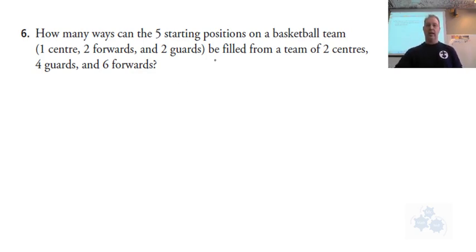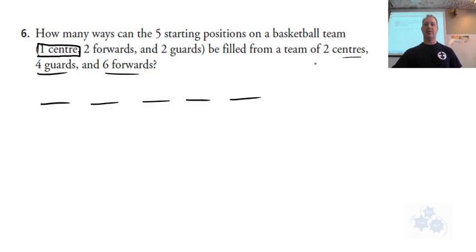You're lying. Okay, how many ways could 5 starting positions be filled when the team has 2 centers, 4 guards, and 6 forwards? Okay, so how do we do this when we have 2 centers to choose from? Okay, so there are 5 starting positions, and 1 has to be the center. So how do I know how many options I have for the centers? There's 2 options for the centers because there's 2.